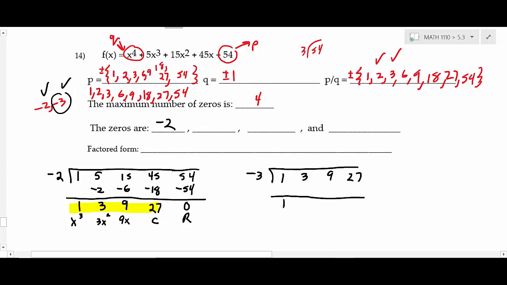So that comes down, that's 1. This would be -3. That adds to 0. This is 0. That's 9. And then you would have -27, and then 0 like that. Okay, so that's what you kind of expected to happen. So now we have this, okay?